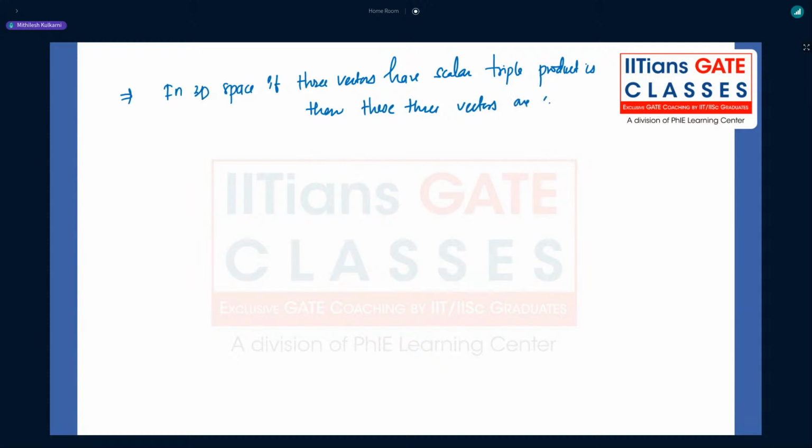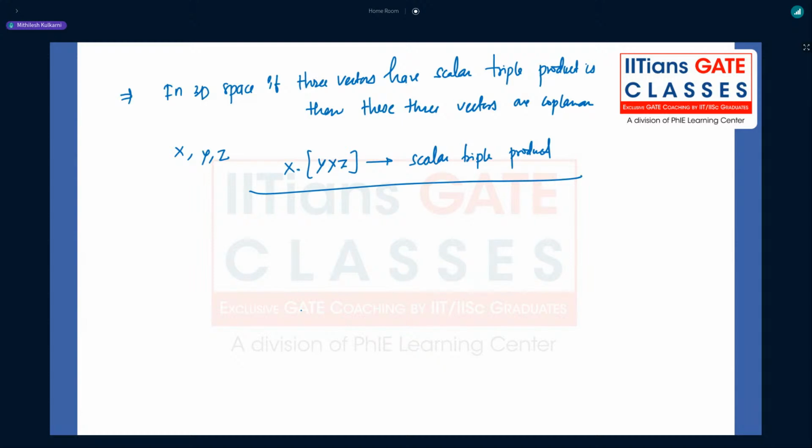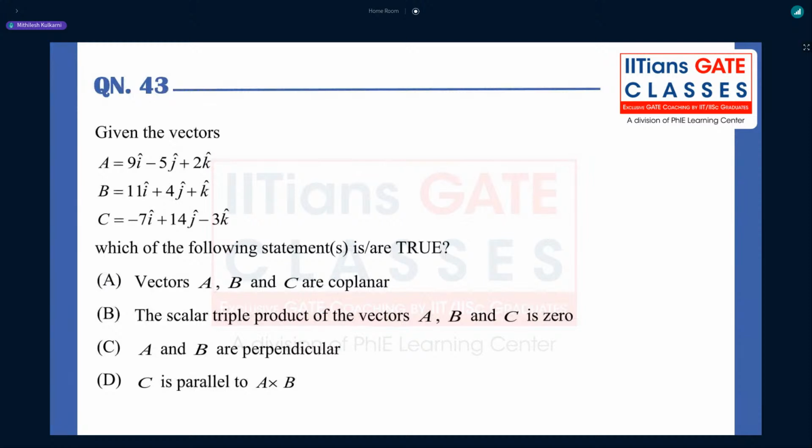Vectors are coplanar. Okay, so let's try to calculate: suppose we have vector x, vector y, and vector z, then x dot y cross z is nothing but the scalar triple product. Now you have to check whether this is 0 or not. So if option B is right, then option A is also right. I hope you understood here.